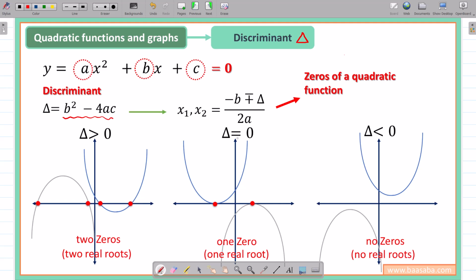When delta is equal to 0, it means our quadratic function has only one zero, or our quadratic equation has only one real root. When delta, or the discriminant, is less than 0, it means our function has no zeros. It doesn't have an intersection with the x-axis.